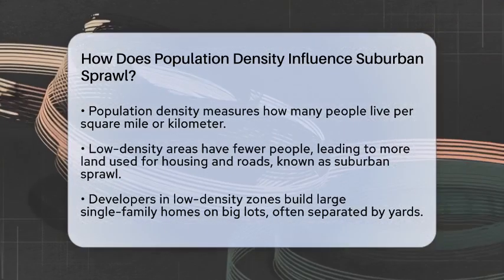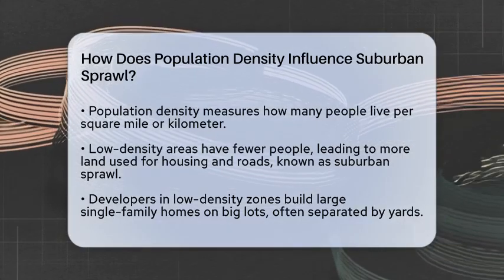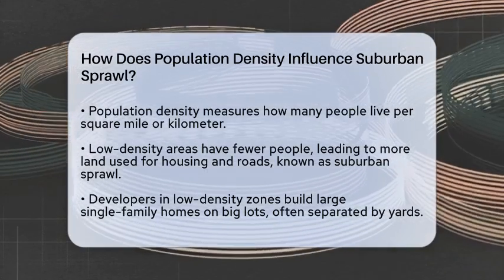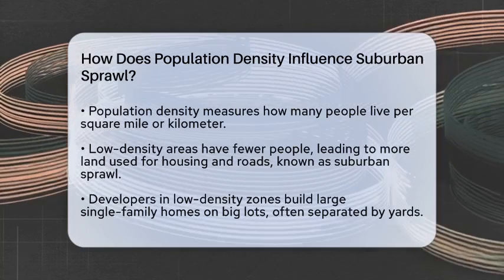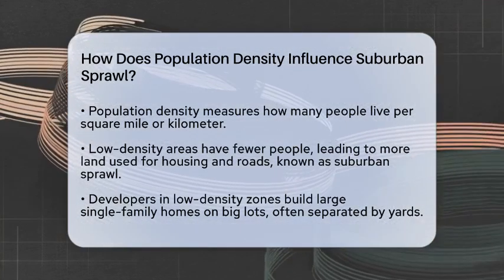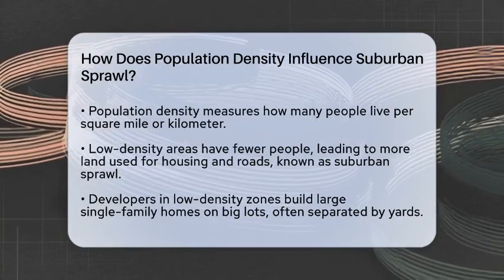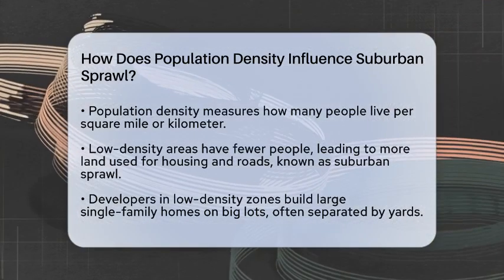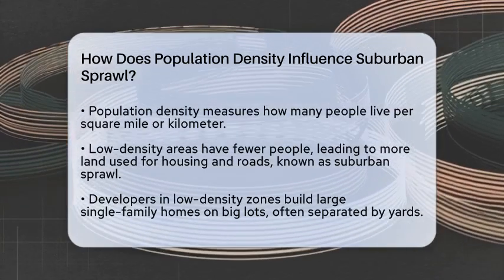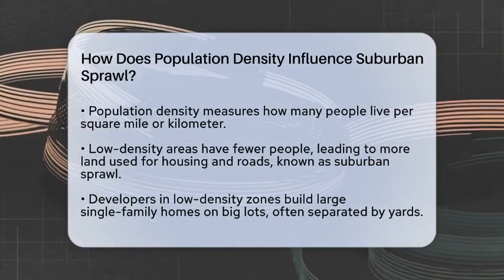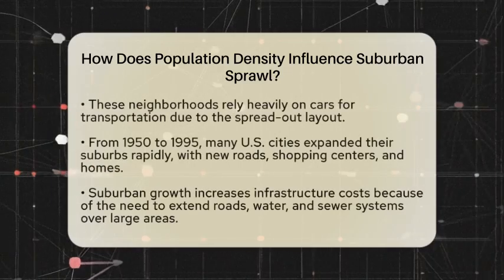When density is low, there are fewer people living in each area, which often leads to more land being used for housing and roads. This is what we call suburban sprawl. In low-density areas, land is cheaper and more available, so developers build single-family homes on large lots. These homes are often separated by yards or green spaces, and people rely heavily on cars to get around.